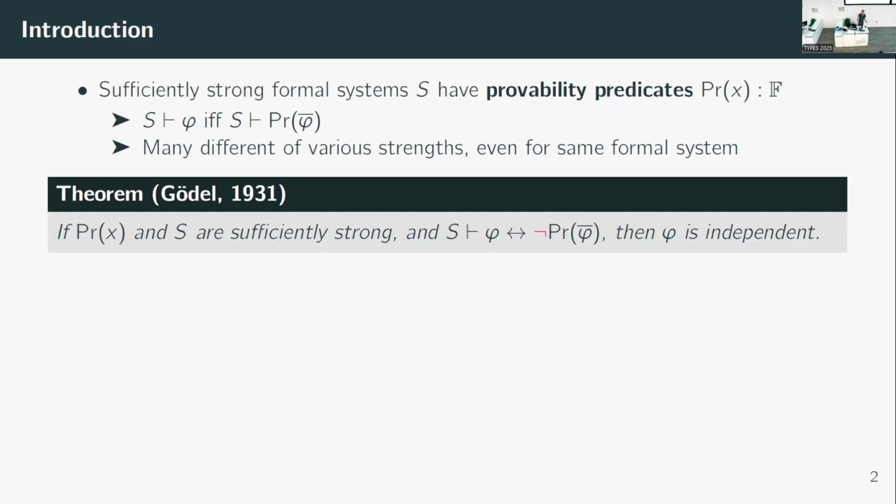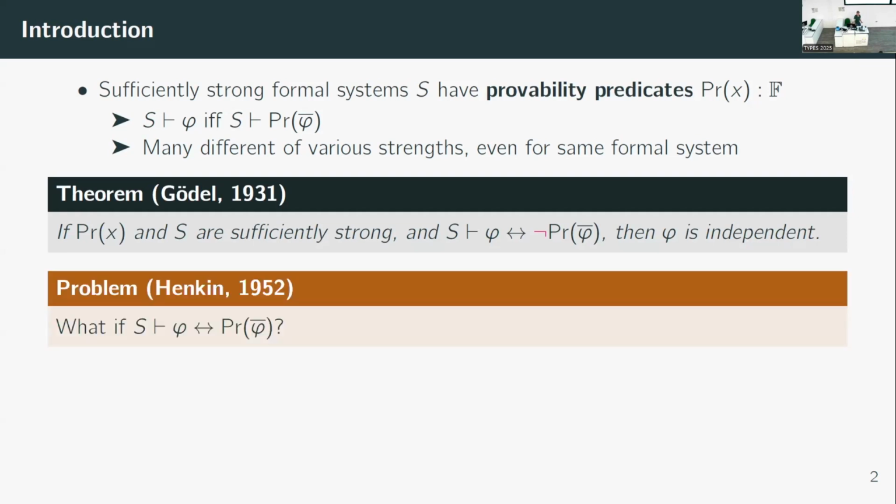For instance, Gödel's incompleteness theorem. He found out that if you've got a formal system and a provability predicate that are strong enough, then he constructed the sentence phi that is, on the object level, equivalent to its own unprovability. And he found out that these sentences exist and that they are independent, giving rise to incompleteness.